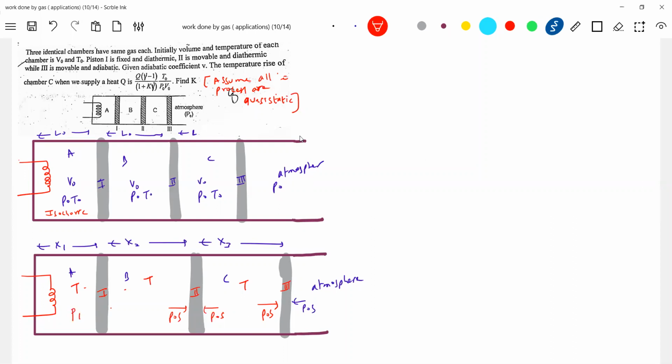So pressure here I'll write P1. So the pressure in chambers B and C remains constant. So what process is it? Isobaric.